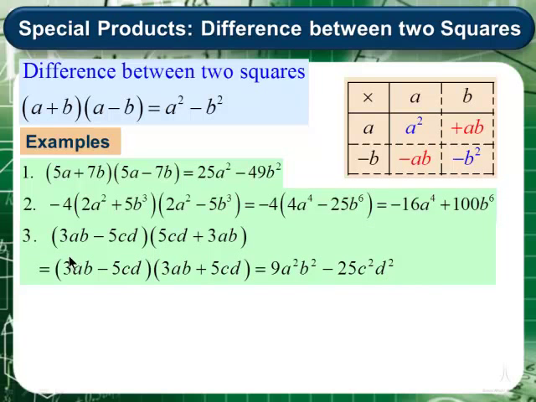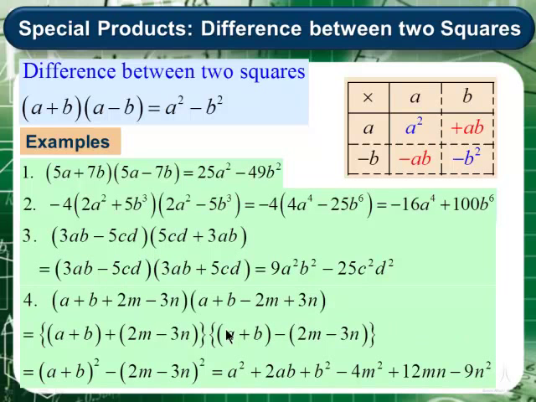In example 3, we have a similar situation. In this case, however, we have the binomials 3ab minus 5cd, and in the second case 5cd plus 3ab. So the order is not correct, but since we have the commutative law for addition, we can swap the order for the second binomial in this particular product and rewrite it as 3ab plus 5cd. Now we can see the structure is clear. We have two binomials and only the sign differs between the two terms in each case, and we can apply the difference between two squares type expansion. And we have the result, as you can see on the screen. You should be able to check this.